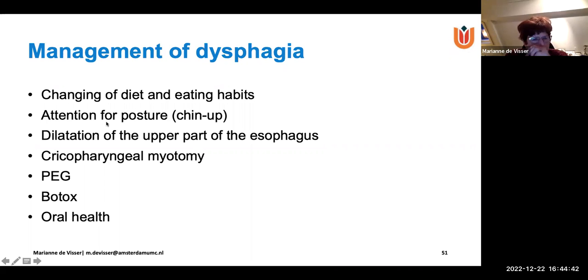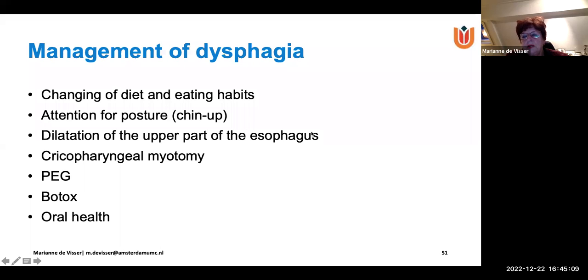But I would recommend that a patient has to be referred to a dietitian first, who discusses the diet and the eating habits, and also gives recommendations about posture. As in our patient, Botox was beneficial in the patient with IBM.